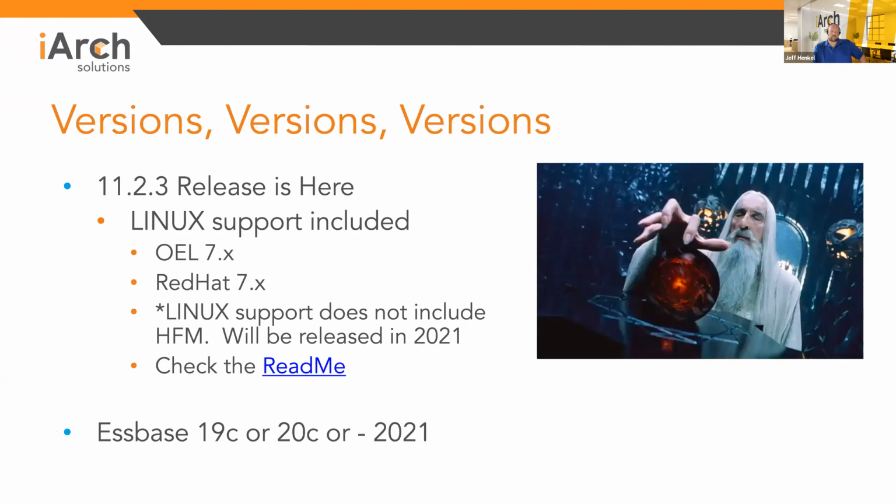So with that said, the new 11.2.3 release does introduce something that a lot of folks have been waiting for, and that is Linux support. Now, before you run out the door and go download this and get excited about Linux support, one caveat there is that the product suite right now supports Linux for the planning Essbase stack, if you will, but not for the HFM component. So HFM is not available on Linux yet. That should be released in 2021, but we don't have a firm date on when in 2021 that will be. I just know that it is a priority for the HFM development team, and they are working on getting that out there.